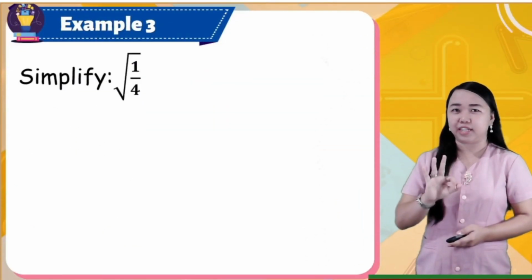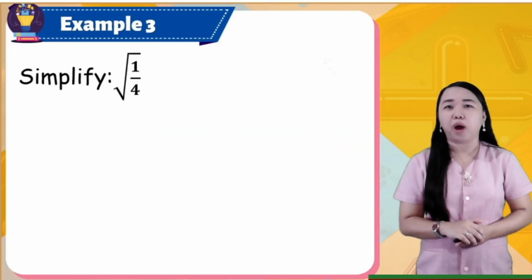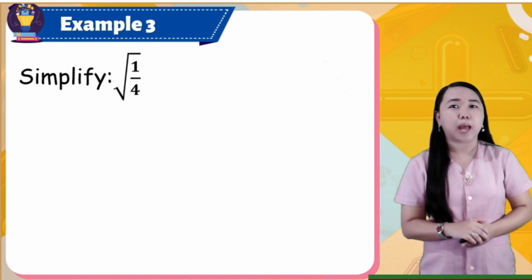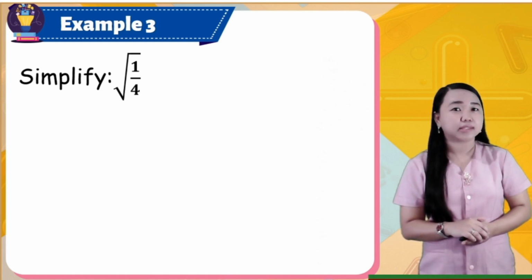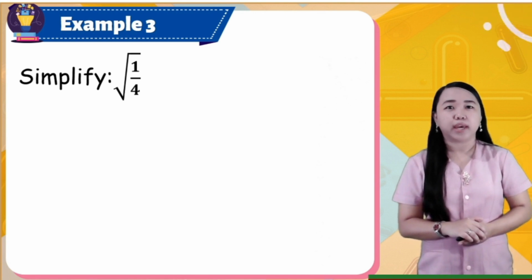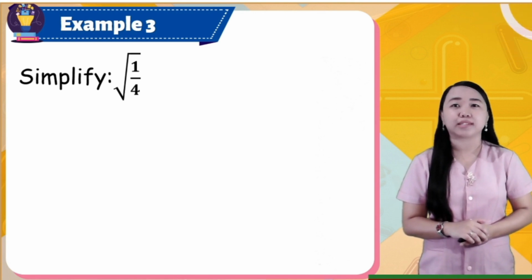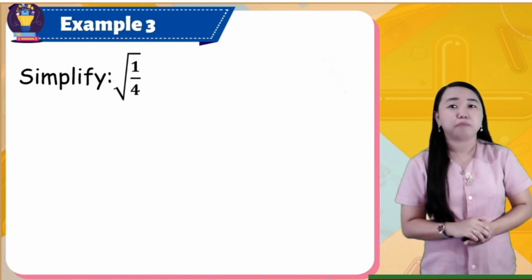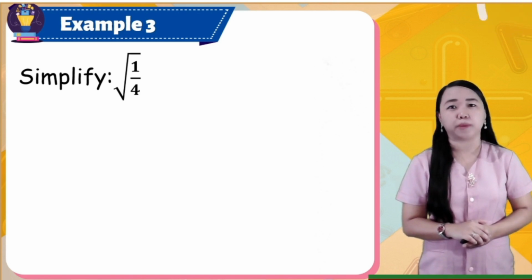Example number 3. Square root of 1/4. In this example, the radicand is 1/4. It is a fraction, so it must be simplified because, as stated, the radicand must not have a fraction.